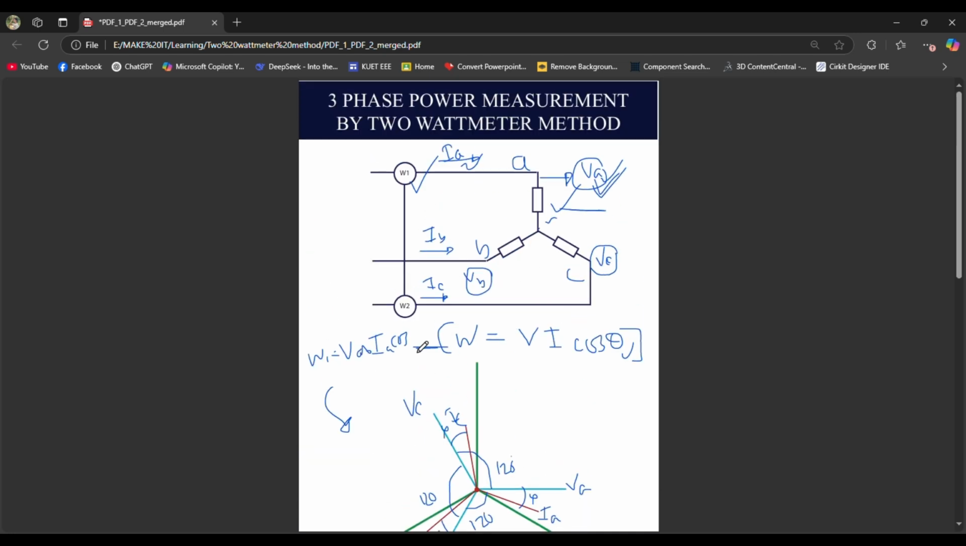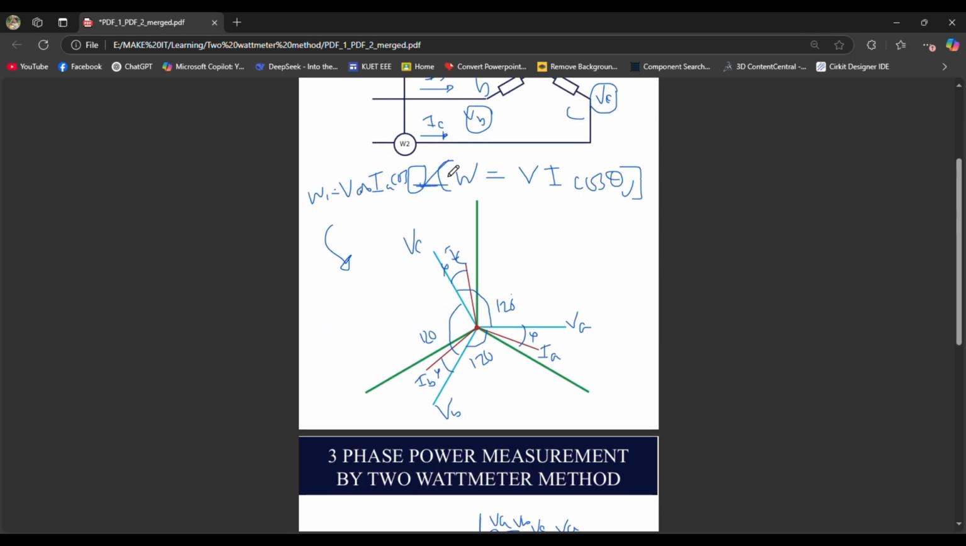So this angle will not be phi, because this phi is the angle between VA and IA. So this is not our target here. Here we have to put the angle between VAB and IA. So we have to find VAB from this vector diagram. First of all, we have to know what VAB is. VAB is nothing but the subtraction between VA and VB.